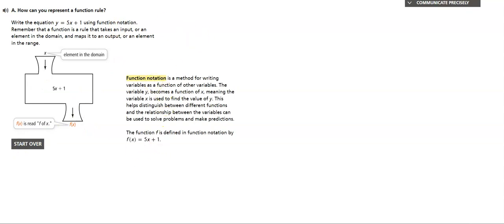Function notation, the reason we have it is because it's a method for writing variables as a function of other variables. We like to use function notation because it helps if you have a graph and you have two lines on that graph. Let's say that one of them is this equation right here and another one is a different equation in the same slope-intercept format. It's sometimes hard to tell what's a part of this line and what's a part of that line, which one is line 1 and which is line 2.